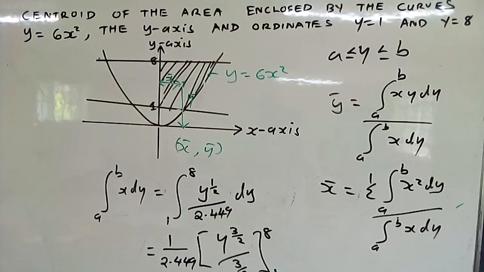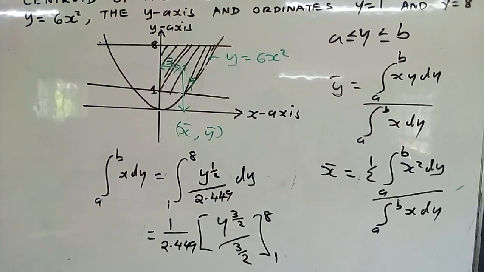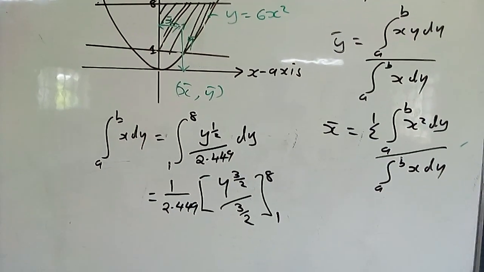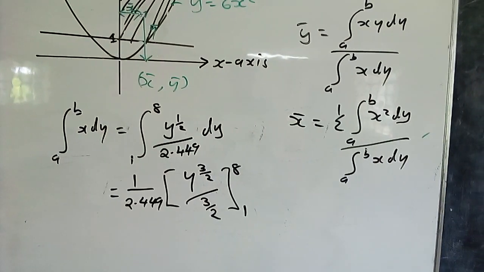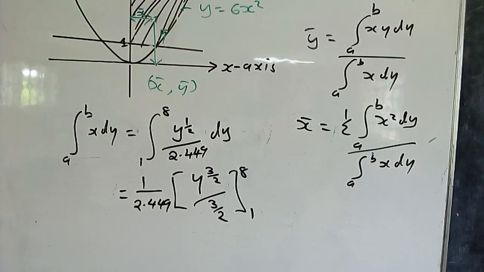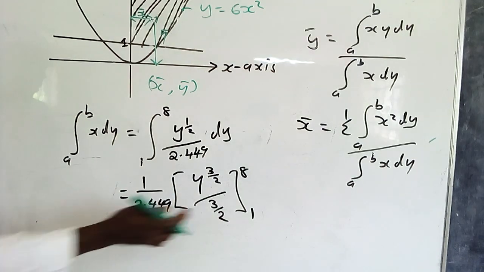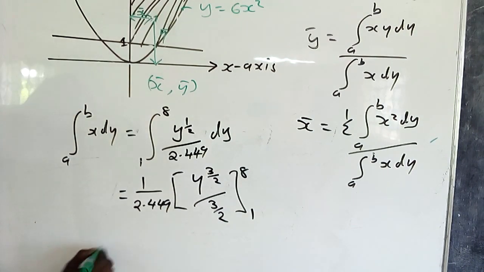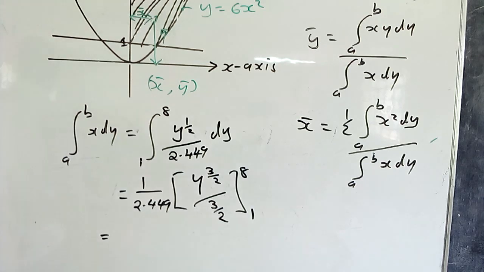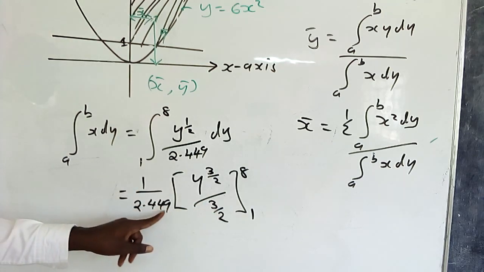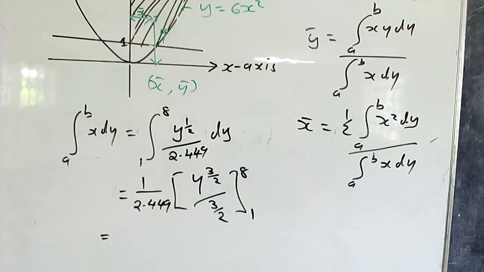What do we get? I start. What is the first thing you do? So you take this constant outside. So that is going to be, this is what you do. 1 over 2.449 divided by 3 over 2. Because 3 over 2 is in the denominator, isn't it? 1 over 2.449 divided by 3 over 2.